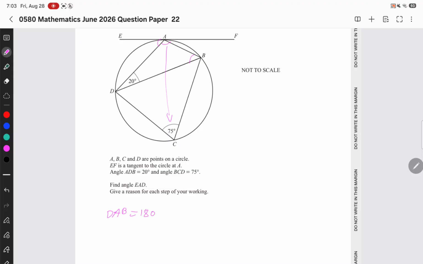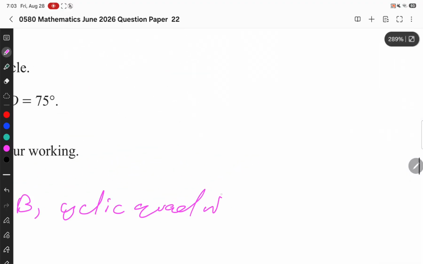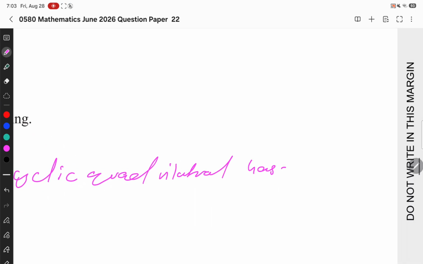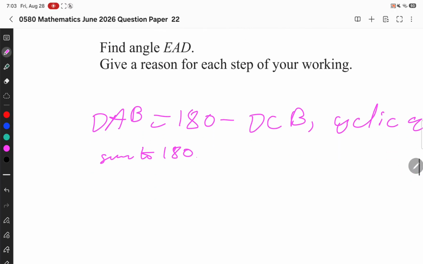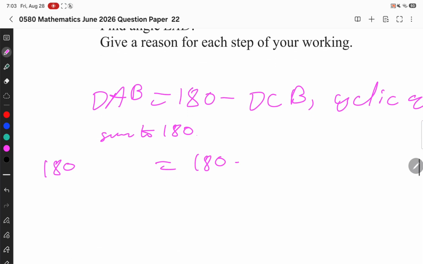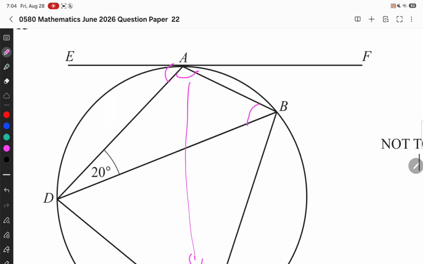DAB is equal to 180 minus DCB, because a cyclic quadrilateral has opposite angles that sum to 180. So it is equal to what? 180 minus 75 is equal to what? Nice. This is 105.